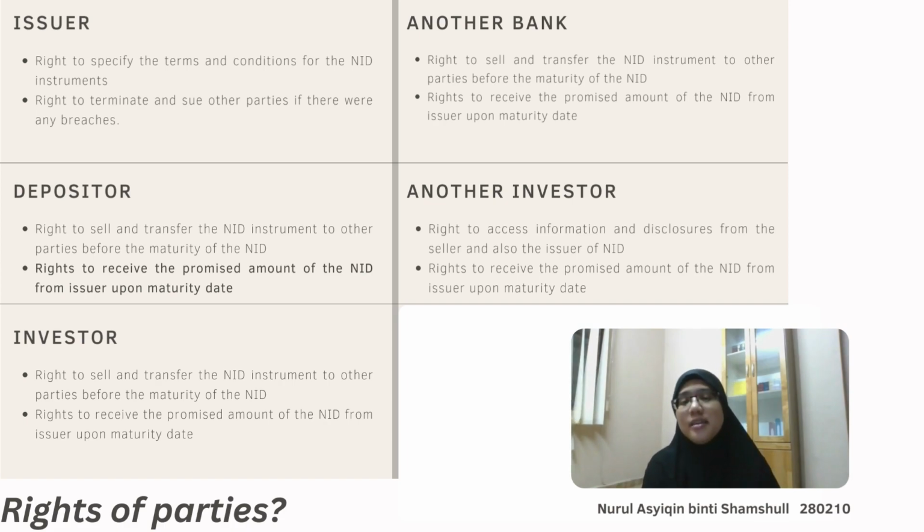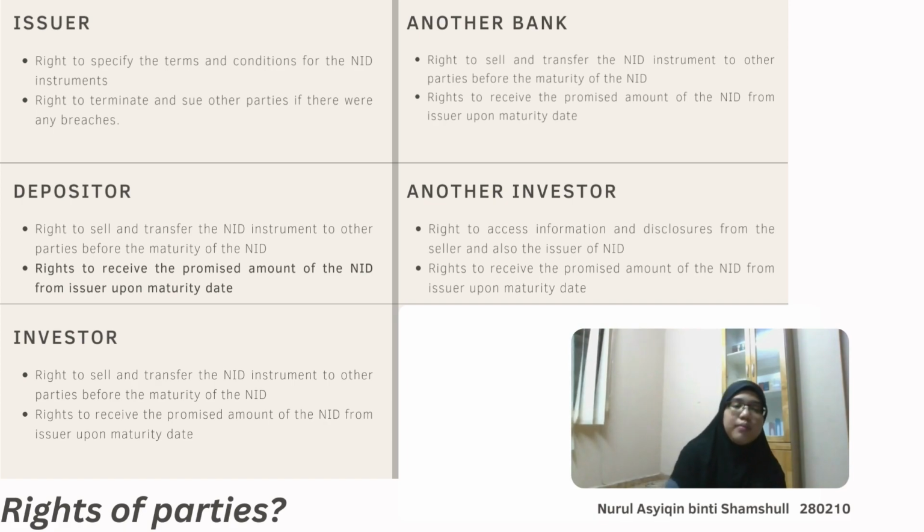The second right of the another bank is the right to receive the promised amount of the NID from the issuer upon the maturity date. If the another bank party holds the NID instrument until the maturity date, they have the right to receive the amount of principal plus the interest which has been decided with the issuer.